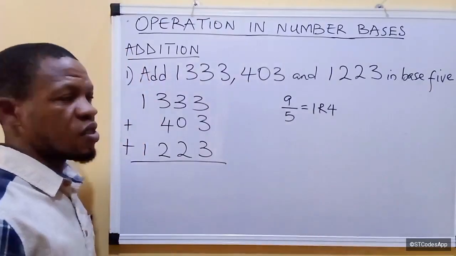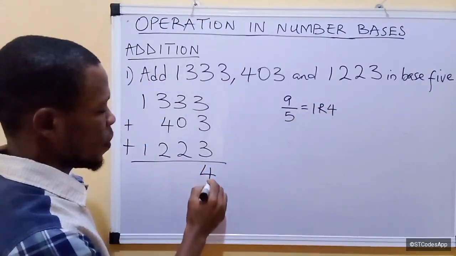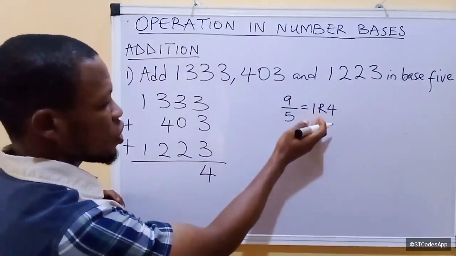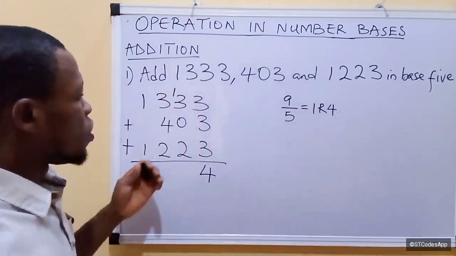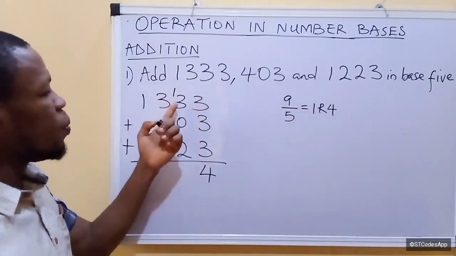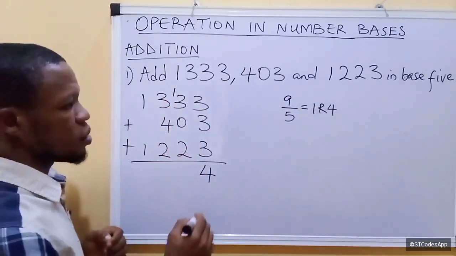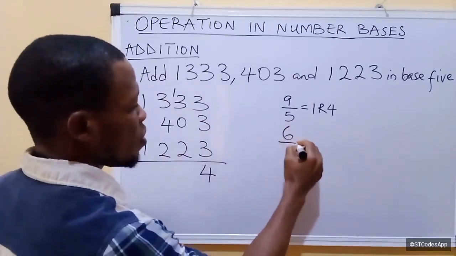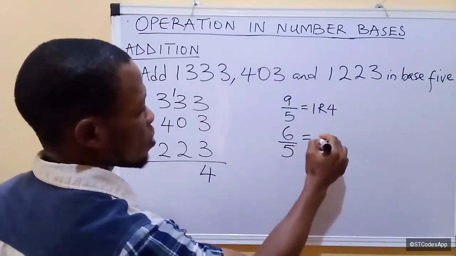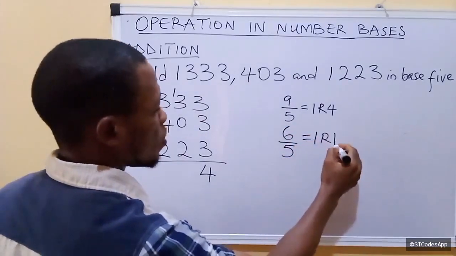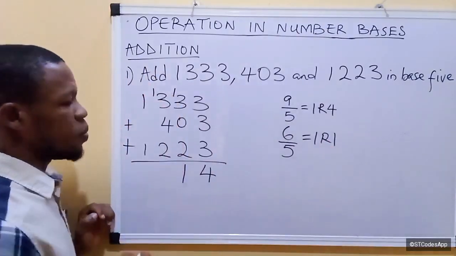Like what we did in the first example, we are going to take our remainder, which is 4, as our answer here, carrying over the quotient, the result of the division, over to the next place value. Now, in the next place value, we have 1 plus 3, which is 4, plus 0, 4, plus 2, 6. So here we have 6 divided by 5, and that gives us 1, remainder 1. So we write down our 1 here, carry over the other 1 to the next place value.